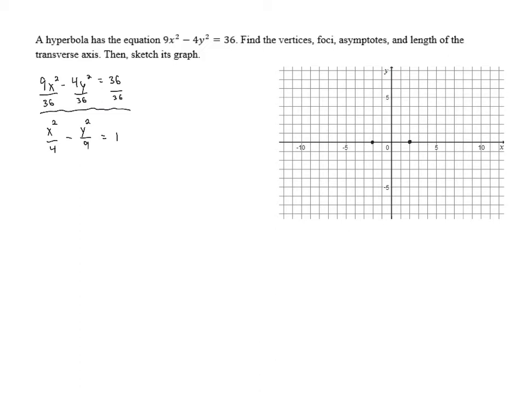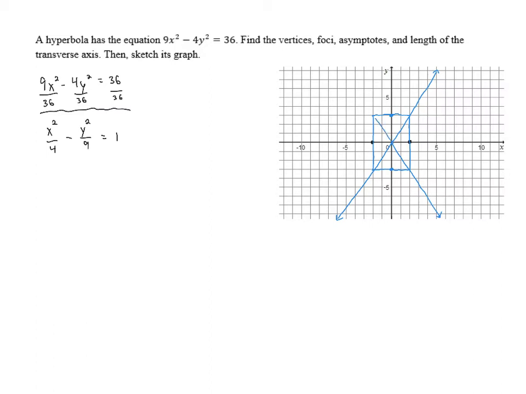Then, to continue with the graph, we need to draw the central box. And so we need to look at b. B squared is 9, which means that b is 3. And so we're going to go up and down 3 units for drawing our central box, like so. And then we can draw in the asymptotes. And we can see here that the asymptotes have a slope of 3/2 and -3/2.